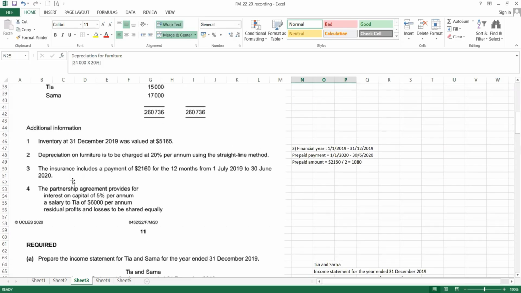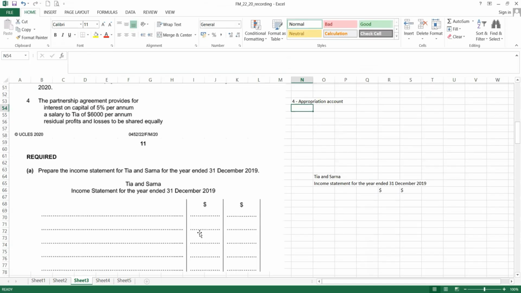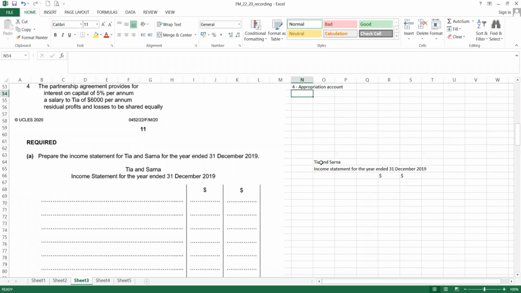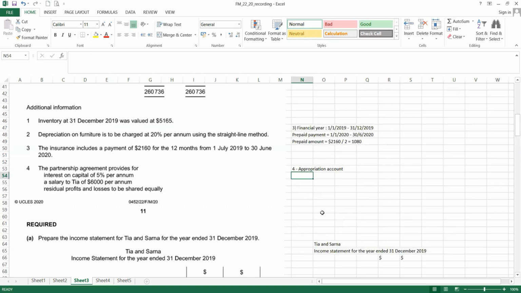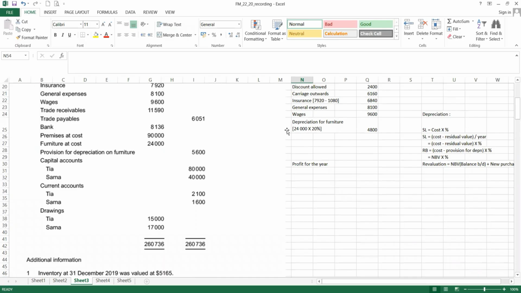Okay, now next is the partners agree to provide interest on capital, salary, residual profit. So these three items, information number 4, are not related to the income statement, they are related to the appropriation account. But this question didn't ask. This question only goes up to the income statement. You don't go and take this amount and put it in here. Don't need to do any adjustment for it.